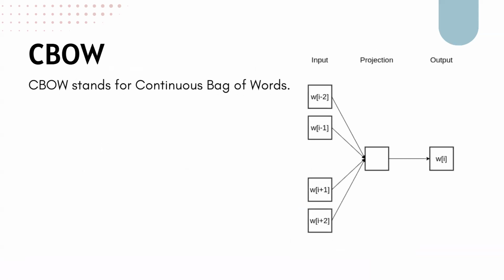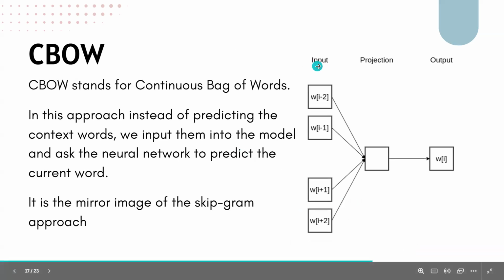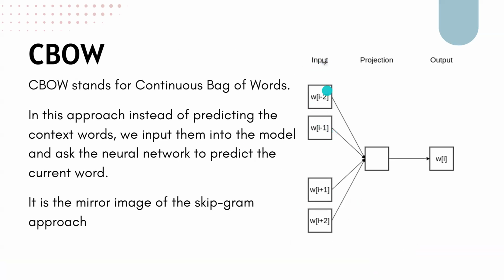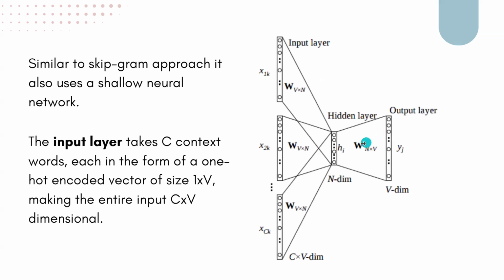So I will quickly rush through the continuous bag of words. Basically, continuous bag of words is the mirror image of the skipgram. In the skipgram approach, we feed the target word and then predict the context. But in this approach, we do the exact opposite. We feed the context words and try to predict the target word from this. So the architecture is also very similar. And now we are interested in this W prime matrix that is of size N cross V, in which each column will correspond to the final embedding of our word.